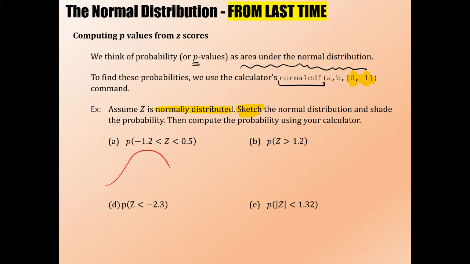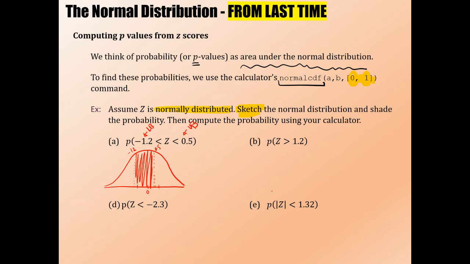So I'm going to sketch a normal distribution. This is saying the probability is between negative 1.2 and 0.5. Well, I know that the mean is 0, so I'll label it. So this is negative 1.2 to 0.5, and I would shade the part between them. So when I'm going into the calculator, this is going to be your lower bound, and this is going to be your upper bound.